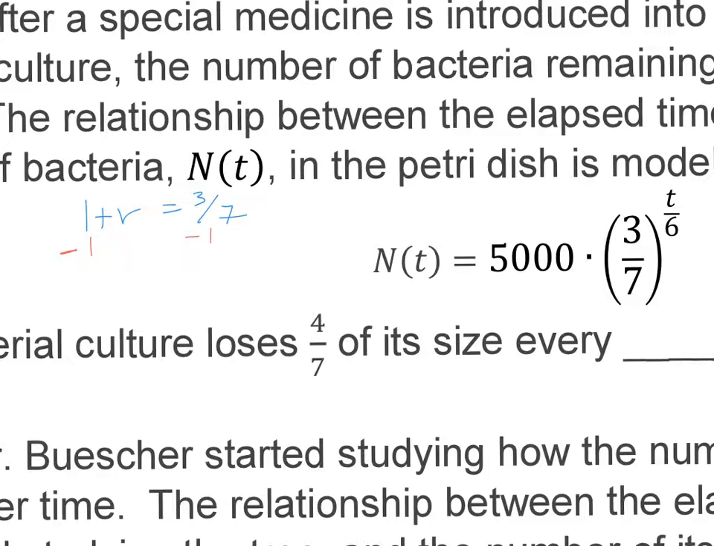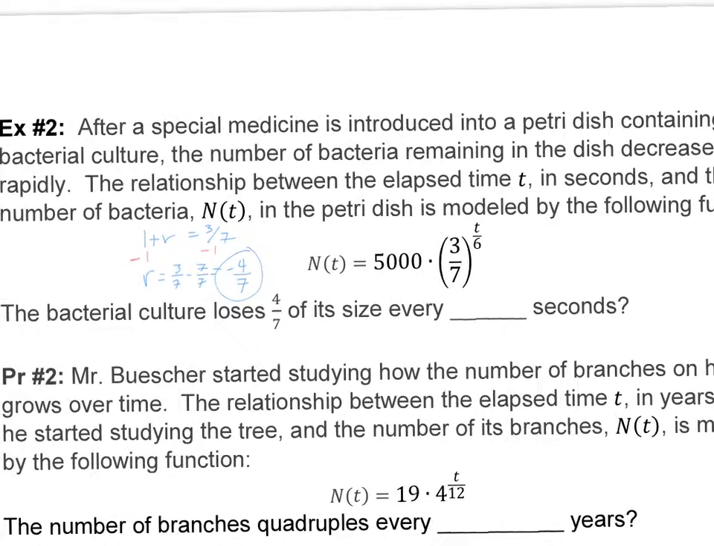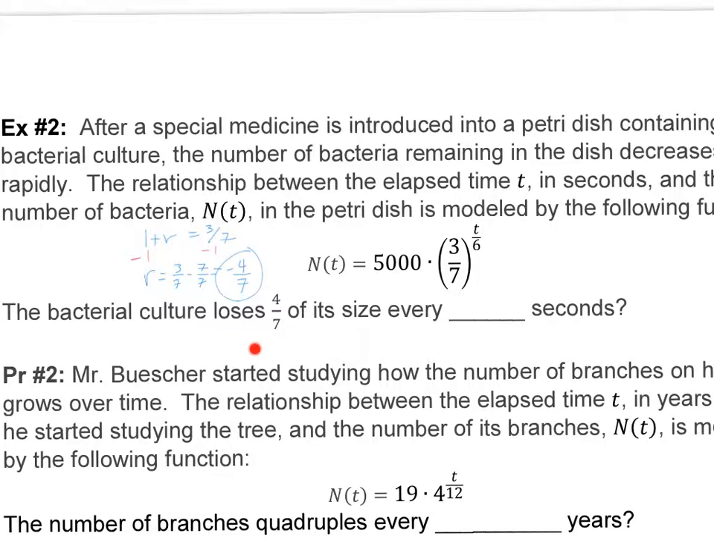If you subtract 1, you end up with r equals 3/7 minus 1, which is really like saying 7/7, which is negative 4/7. So that's important to see where that's coming from. That's because 3/7 is 4/7 less than 1. So that's where that's coming from. Okay, so that's why it's losing 4/7. Now, how often is it losing 4/7?